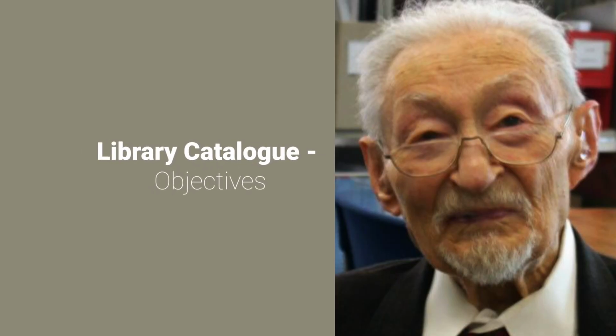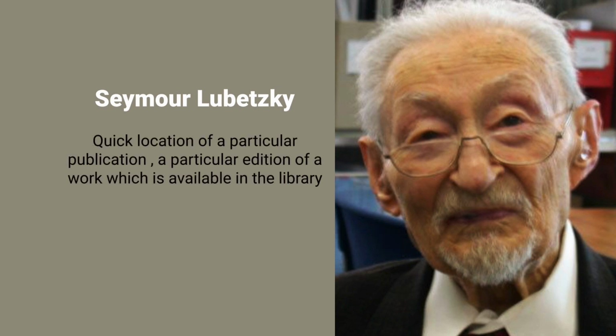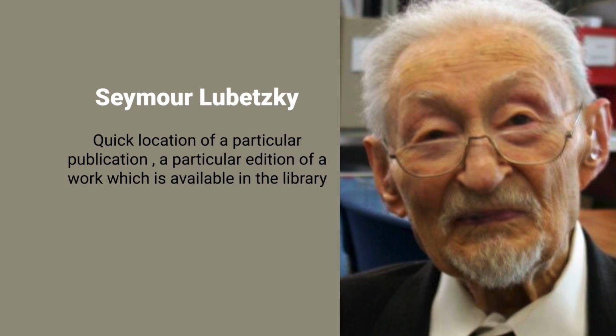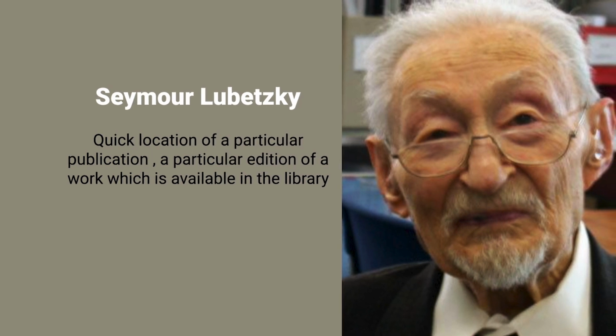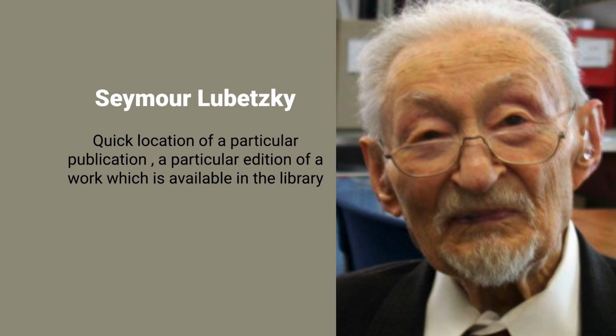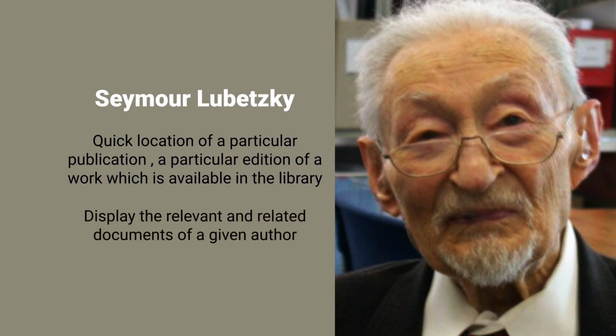Similarly, Lubetsky has also given the objectives of a library catalog. He says a library catalog should help to locate a particular publication, a particular edition of a work which is available in the library quickly. Again, what Ranganathan said, that in the least possible time it should help. Lubetsky also says that it should display the relevant and related documents of a given author.